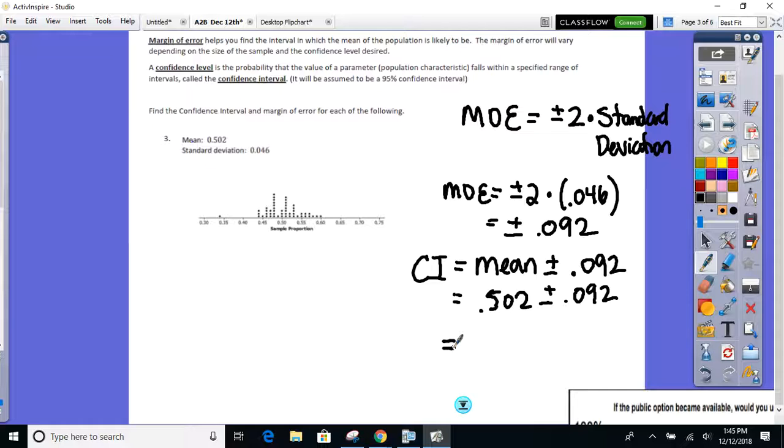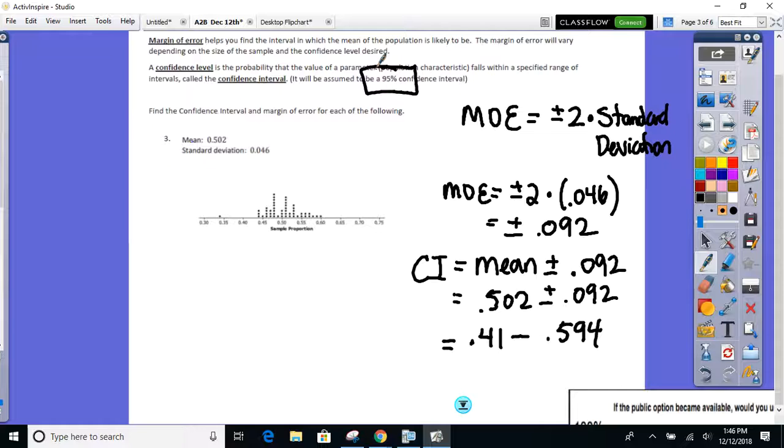So when you guys subtracted it, what did we end up getting? 0.410, right? Or just 41? And when we added 0.092 to the mean, what did we end up with? 0.594. Guys, we are confident that the mean of this data falls between these two numbers somewhere. And ready for this one? How confident? We always assume 95% confidence. Okay? So we are 95% confident the actual mean falls between these two numbers.